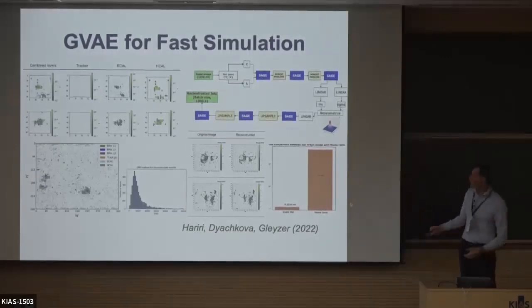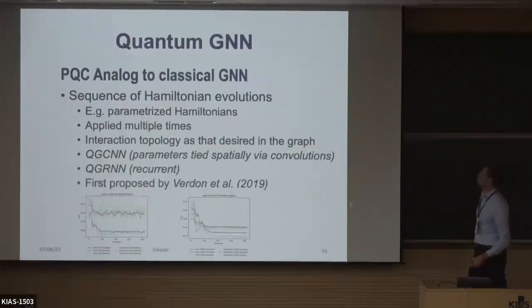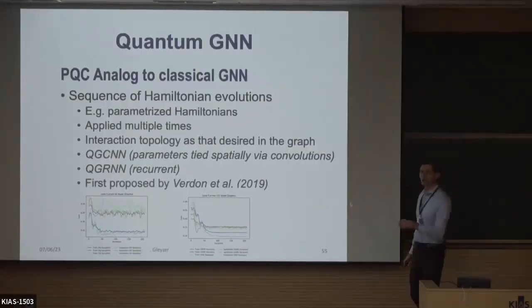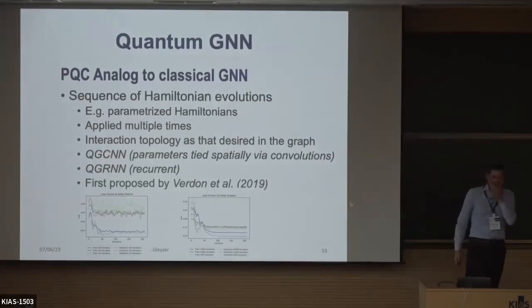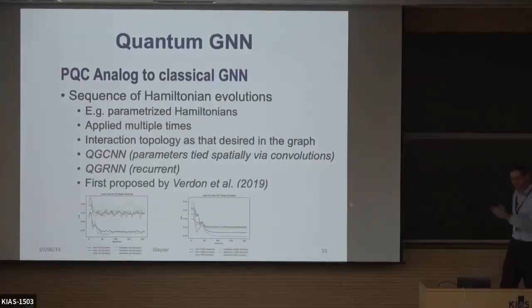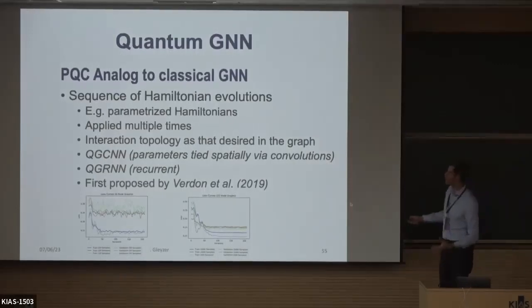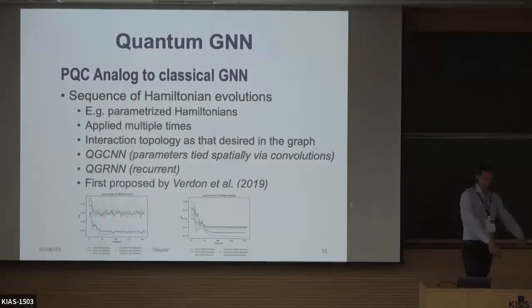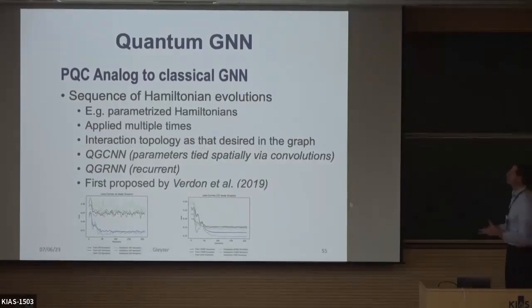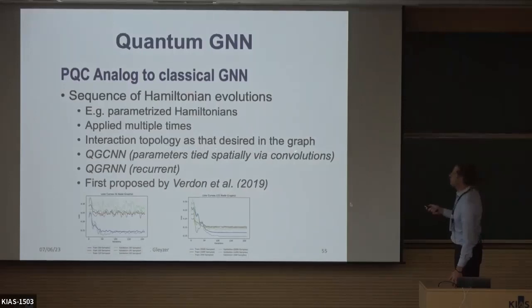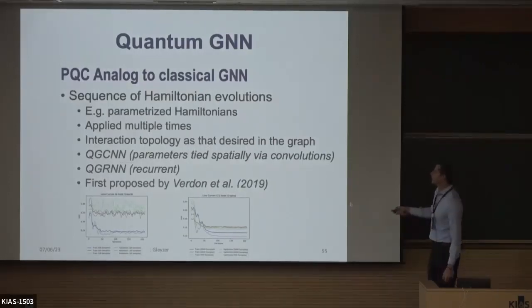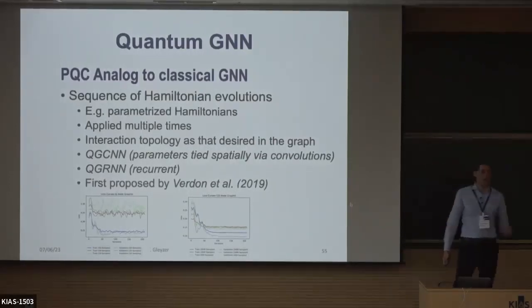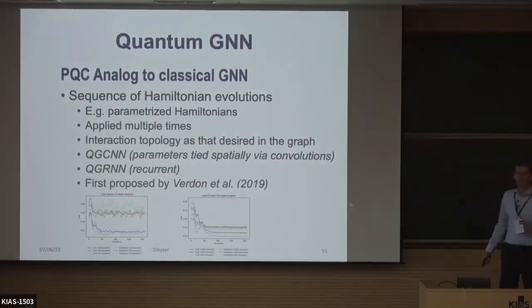So anyway, the question is, how do you make a quantum version of this? How do you make a quantum graph neural network? The idea is that, the same as before, you replace some parts of it with a quantum version. So for example, in this case, you use parametrized Hamiltonians, usually applied multiple times, and the topology of the interactions is what you want it to be for your graph construction. So you want to map that onto the kind of graph that you want, and there are different ansatzes that you can come up with.